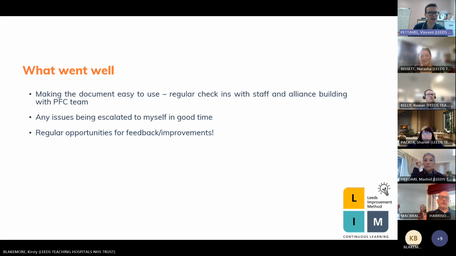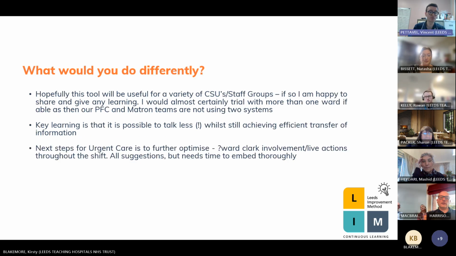And my understanding is that it's since been picked up by some other CSUs as well. Next slide. In terms of doing things differently, we just used the one ward at the time. I think this was the right thing to do when we first approached it. However, if I were to replicate this in other CSUs, I'd probably do it with the whole of that area. I think it just means that you don't have 2 different systems going in parallel at the same time. And for the PFC team, I think it was slightly bizarre to have 2 different wards effectively doing the same thing on 2 different systems.